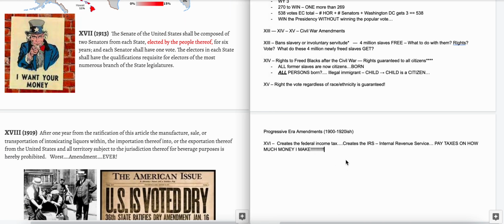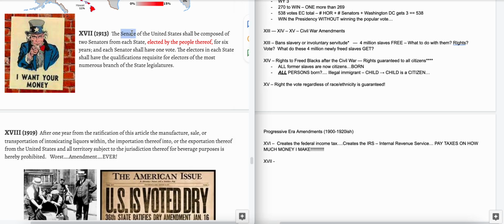We go to the 17th Amendment. The 17th Amendment says, oh, that's funny. You want my money? You can't have it. The Senate of the United States shall be composed of 2 senators from each state, elected by the people.